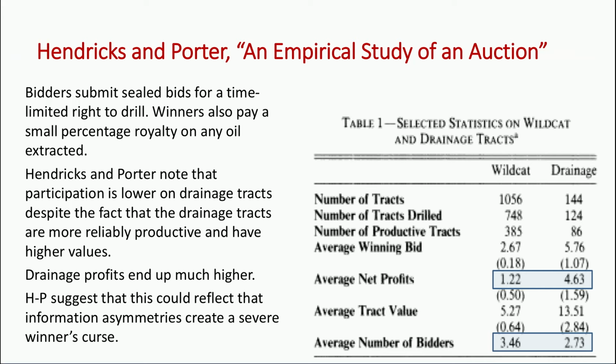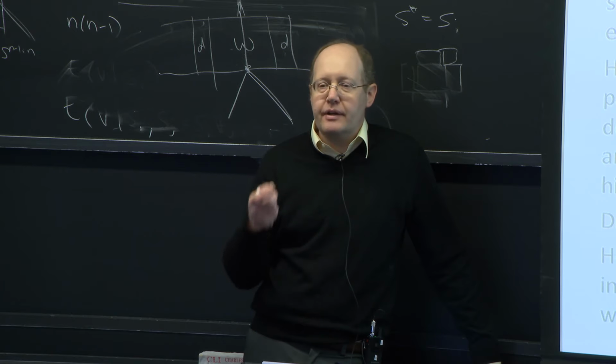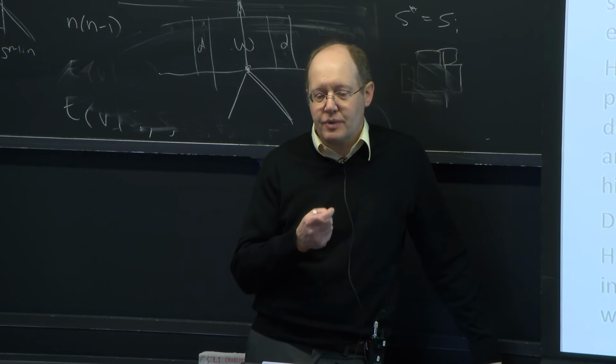Yet somehow the wildcat tracts attract 3.5 bidders per auction. The drainage tracts attract only 2.7 bidders per auction. So you have these much more valuable tracts that are much lower risk and yet attract fewer bidders than the wildcat tracts. And as a result, unsurprisingly, the average profits earned by the winning bidder are much higher in bidding for drainage tracts than bidding for wildcat tracts. And Hendricks and Porter note, doesn't this initially seem like a puzzle, why would the drainage tracts that are so much more reliable and so much more profitable have fewer bidders and much higher profits than the wildcat ones where it's highly risky?